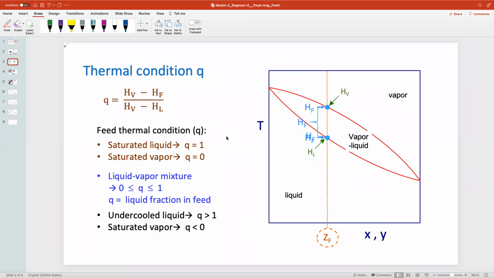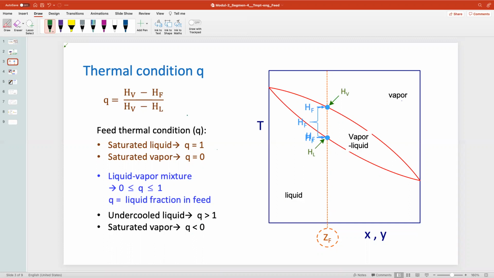This is what we would like to calculate. So Q is HV minus HF divided by HV minus HL. By this calculation for the feed thermal condition, we know that for saturated liquid, Q is equal to 1, while for saturated vapor, Q is equal to 0. If it is a liquid vapor mixture, it is between 0 and 1, of course. And if it is subcooled or undercooled liquid, Q is more than 1. While if it is superheated vapor, Q would be negative, less than 0.